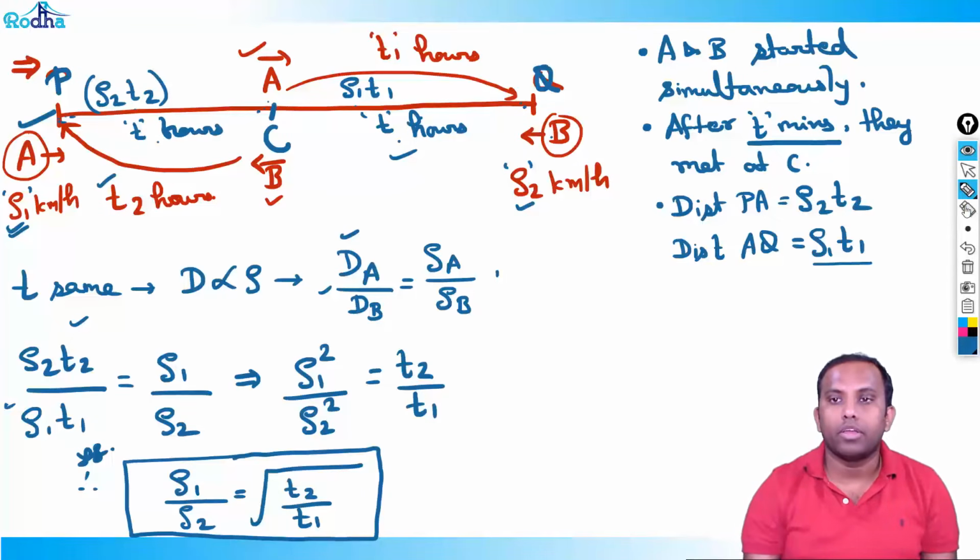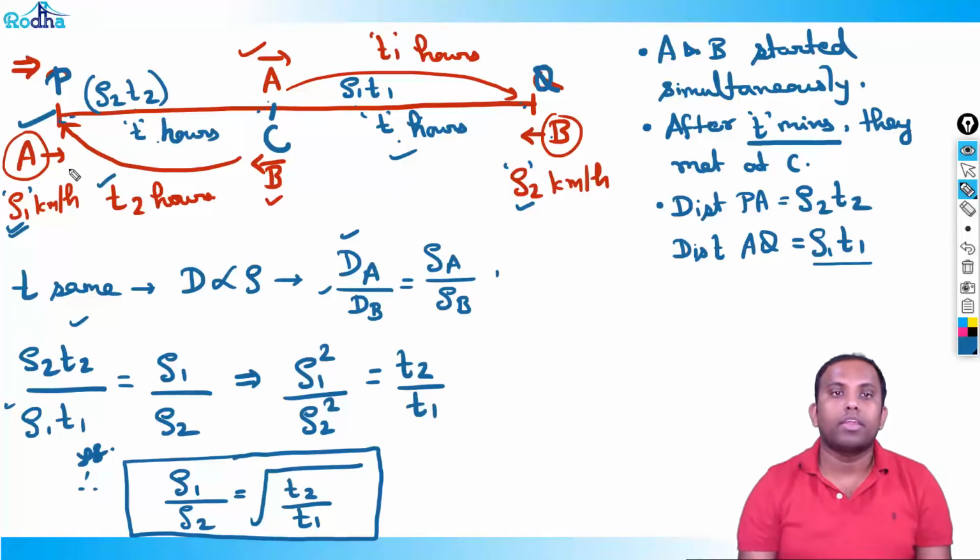Didn't see that point. Okay, make it hours. Because all are in kilometer per hour, so here also I can take T hours. So what is the total time taken by B? Total time taken by B is T plus T2 hours, because B has taken T hours from Q to C and T2 hours from C to P. So the total time taken by B is T plus T2 hours.